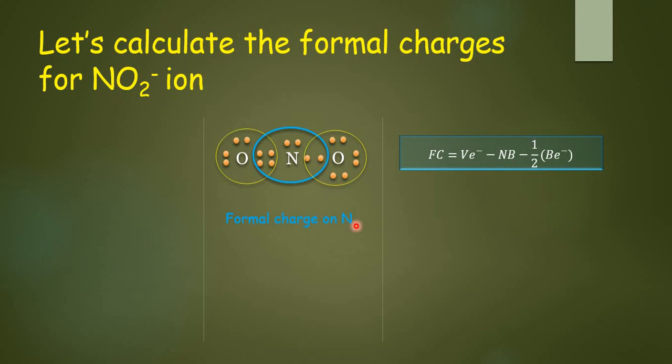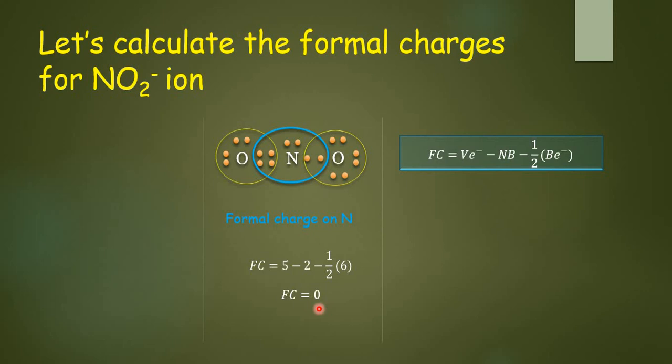Let's calculate the formal charge for nitrogen in the NO2- ion. Here the total number of valence electrons in nitrogen is 5 and there are 2 non-bonding electrons and 6 bonding electrons. So when you place these values in the formula, you will get 5 minus 2 minus 1 by 2 multiplied by 6. On calculating, you will get formal charge equal to 0.